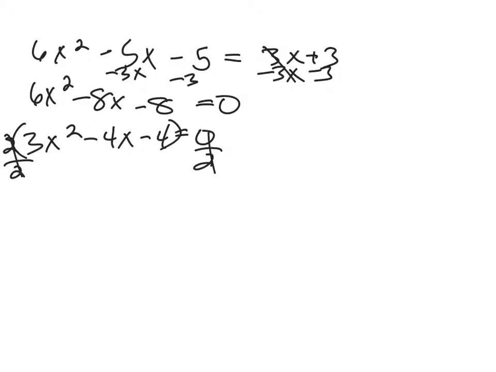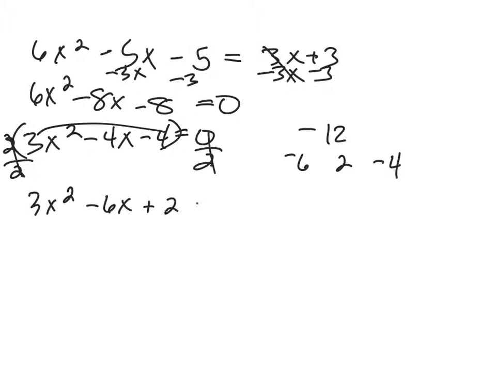Essentially goes away, right? All right, so I need two things that multiply to negative 12 and add to negative 4. I think 6 times 2. If I have negative 6 times positive 2, I get negative 4. Here's where I've got to factor by grouping. So 3x squared minus 6x plus 2x minus 4 equals 0.